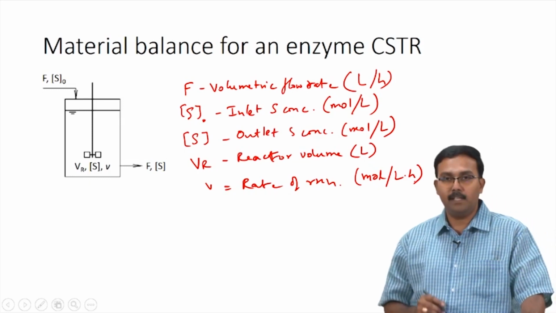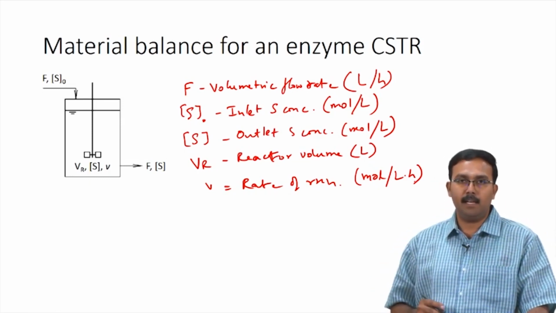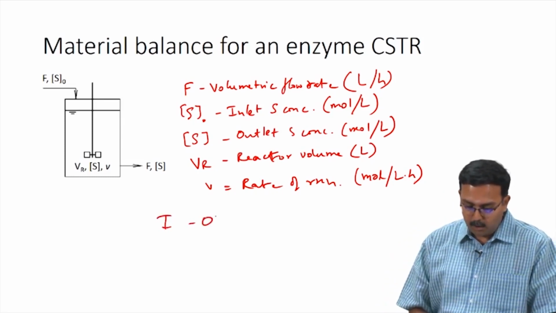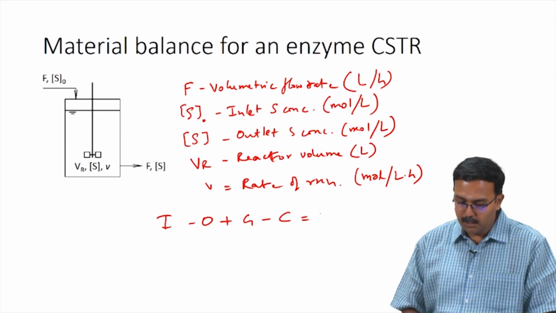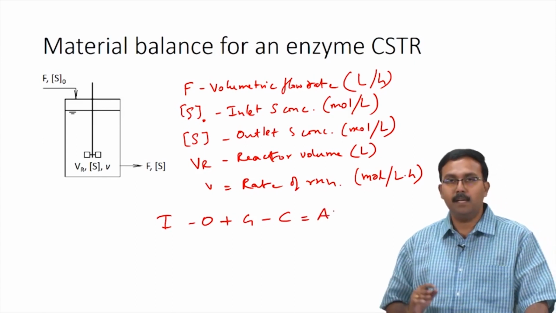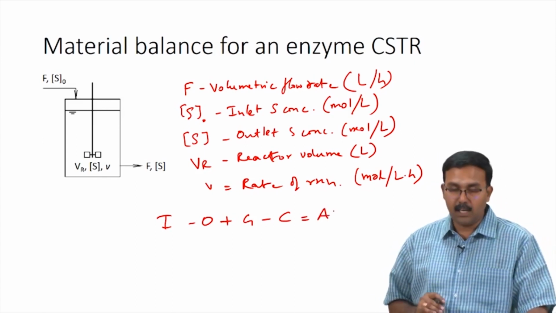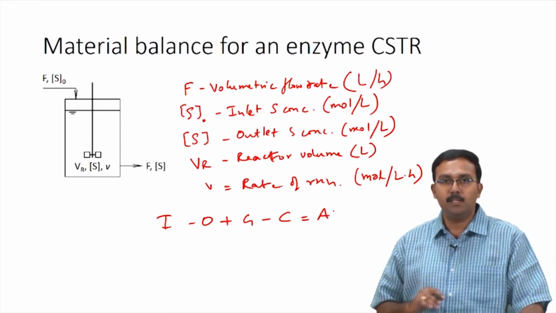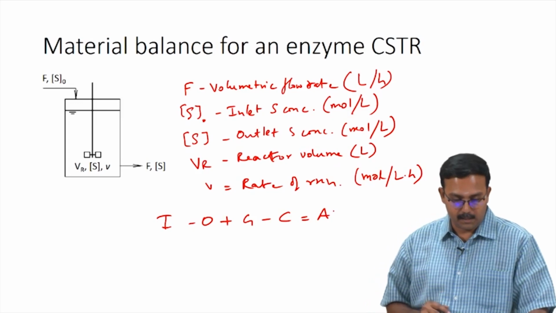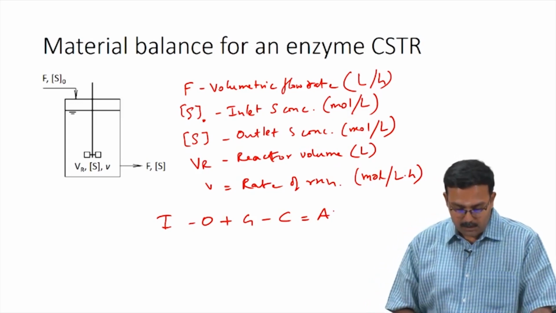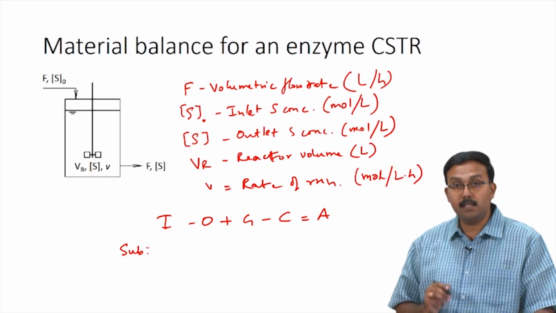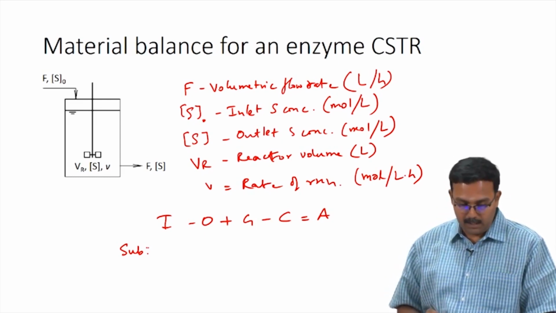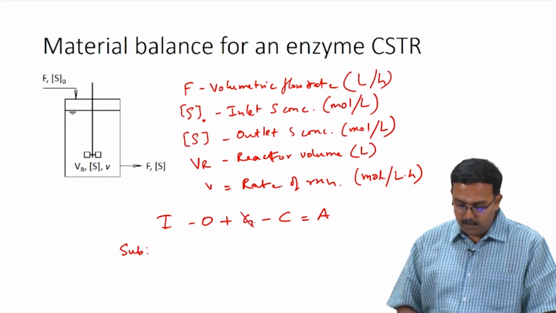Now that we have all these parameters, let us start writing the balance equation for the substrate. We start with input minus output plus generation minus consumption equals accumulation. For the time being, let us not assume steady state. We will start writing all the equations and then we will cancel out terms which can be removed at steady state conditions. So, we are writing for the substrate balance. Substrate is a reactant, which means there is no generation term, you only have a consumption term. So, you can remove the generation term.